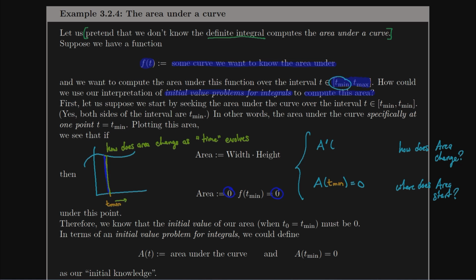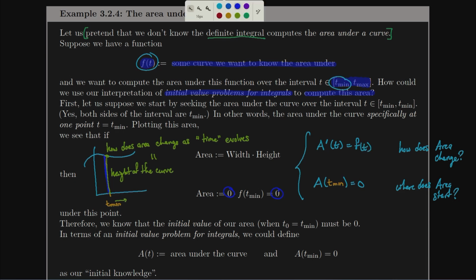Well, what did I just draw? I drew the height of the curve. The height of the curve is how the area changes as time evolves, which means there's my area changing. What is the height of a curve? Well, the height is just the y value. The y value is just the function itself.